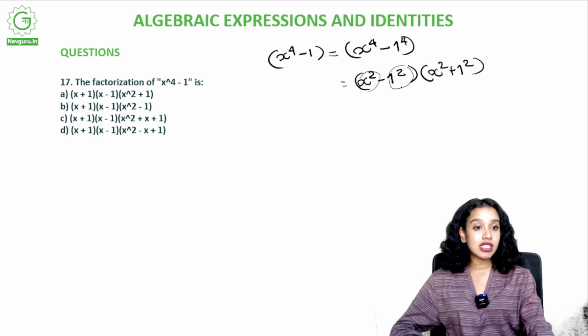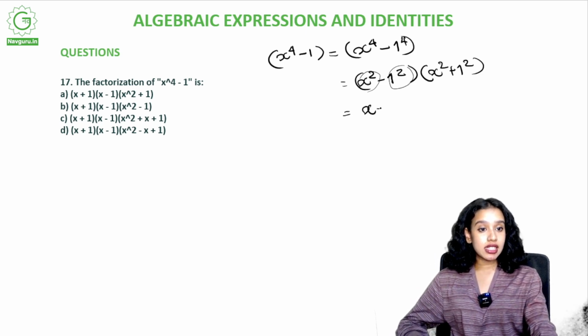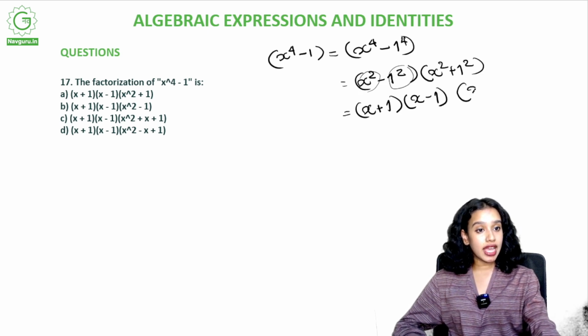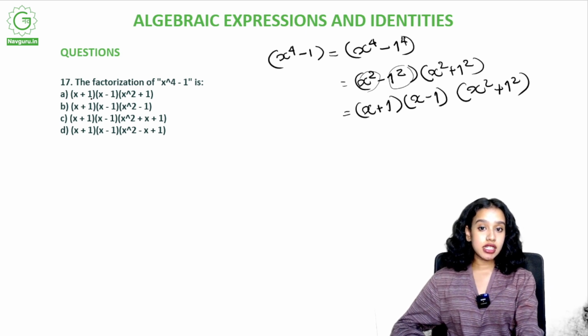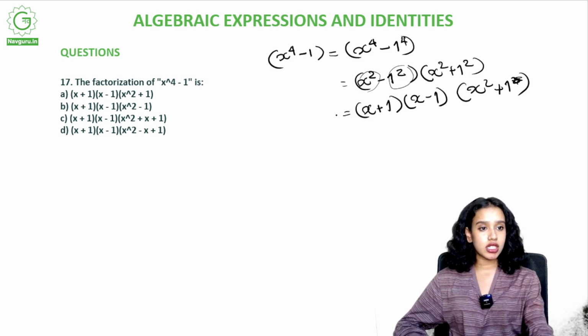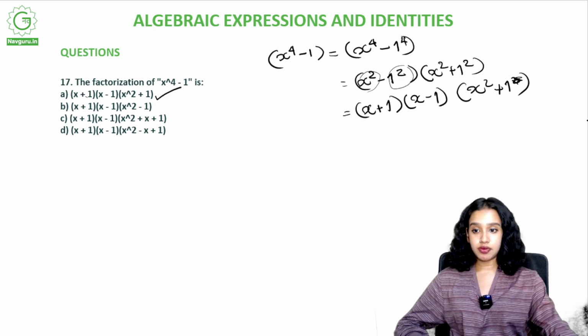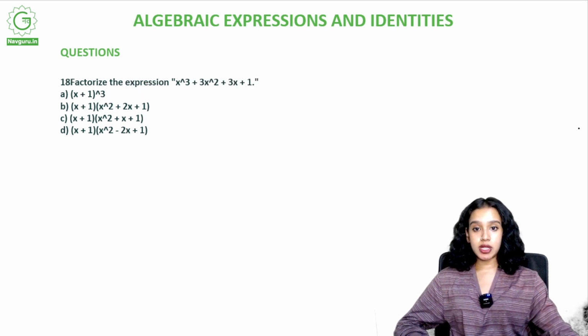So, what is x square minus 1 square here? It's again x plus 1 into x minus 1 into x square plus 1 square, right? So, the answer is, 1 square is 1, so you could count it as 1. x plus 1 into x minus 1 into x square plus 1. Now, let's move on to the next question.